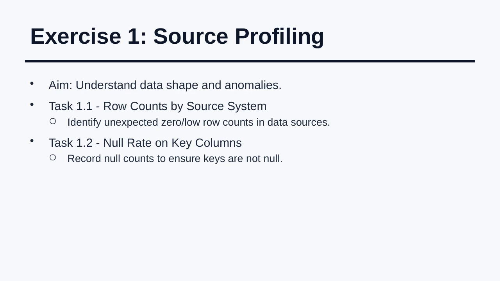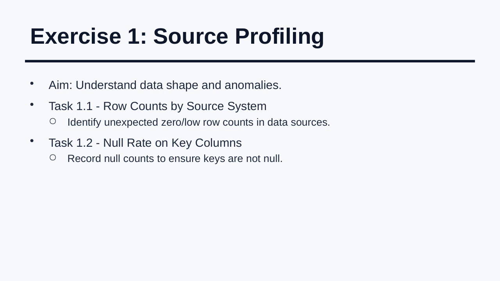In this exercise, we focus on understanding the overall structure of our data and spotting any unusual patterns that might indicate issues. First, we check the number of rows coming from each source system. This helps us catch any sources that might be missing data or unexpectedly showing very low counts, which could signal a problem in the data extraction.